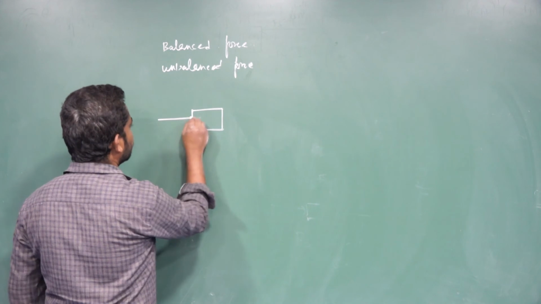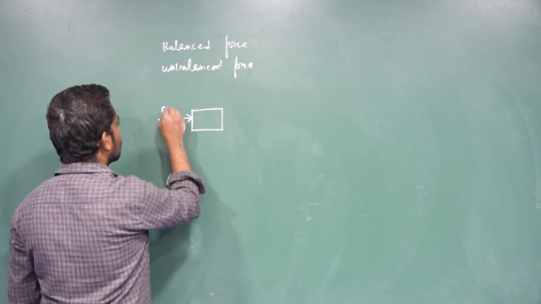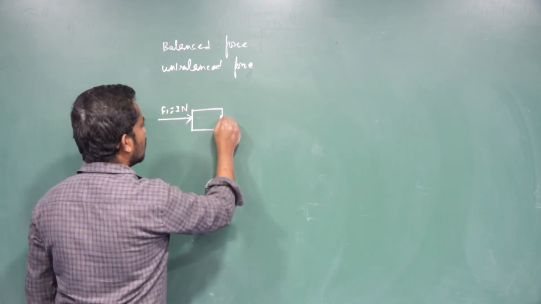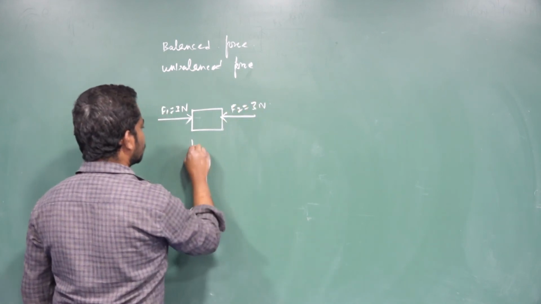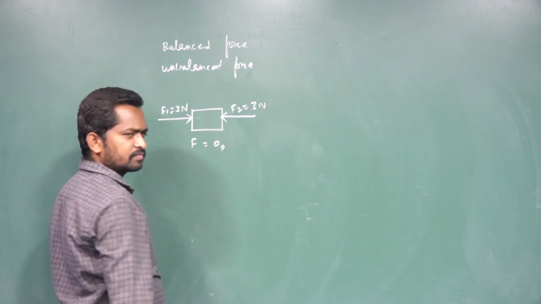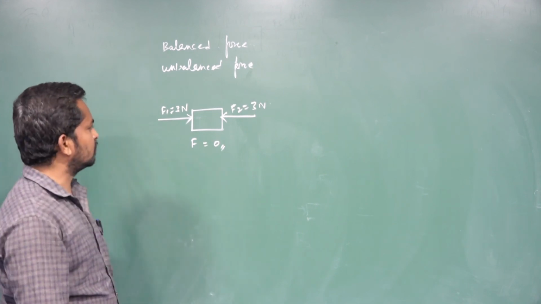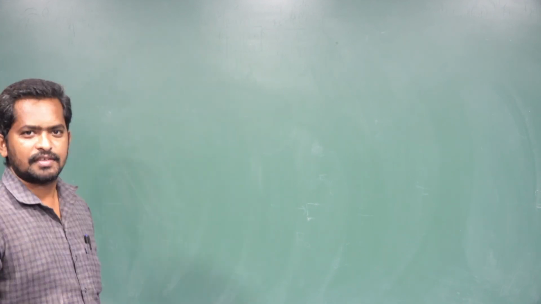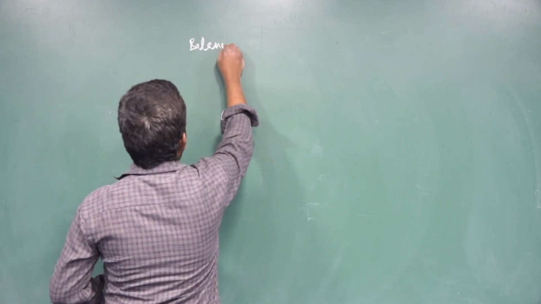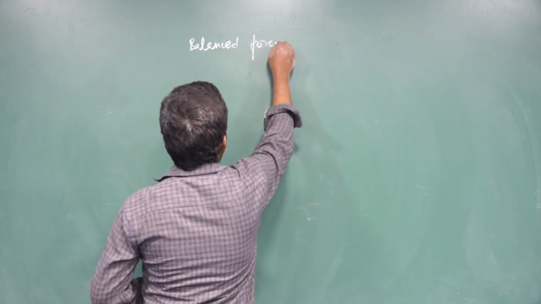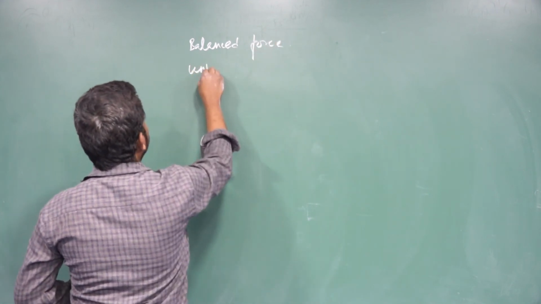For example, in this direction F1 is equal to 3 Newton. In the opposite direction, F2 is also 3 Newton. What happened? The resultant force is equal to 0. So now the object is balanced. Another one is balanced force and unbalanced force.